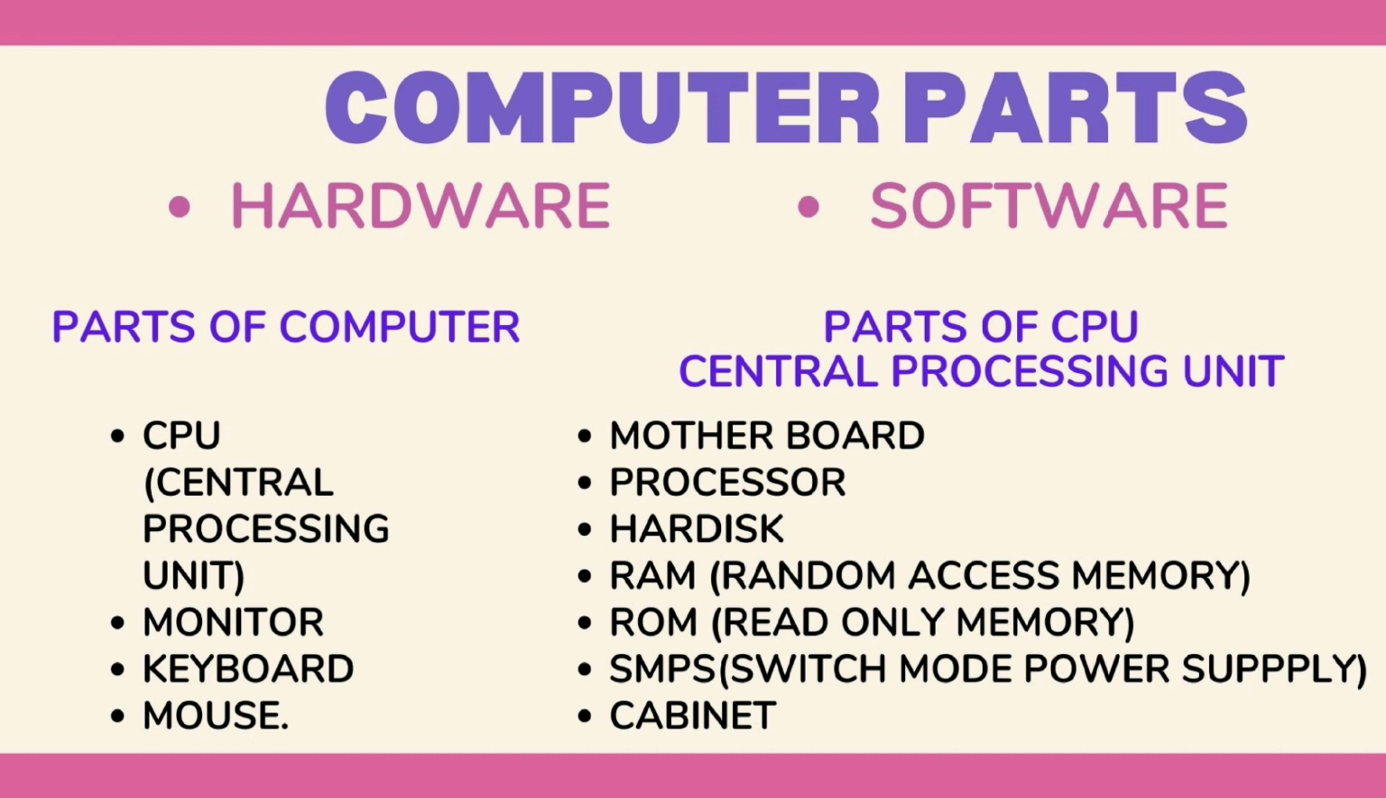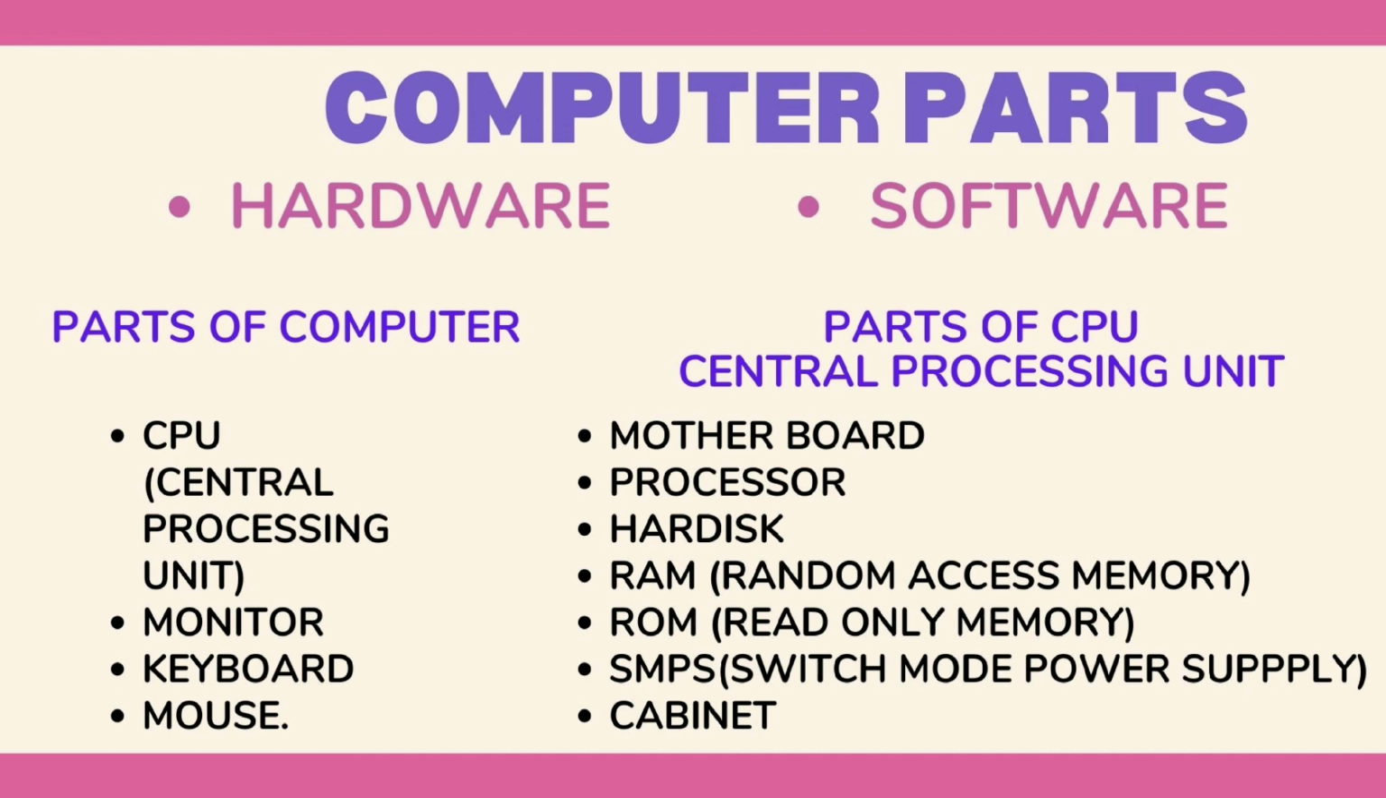Parts of computer: CPU, central processing unit, monitor, keyboard, mouse. Parts of CPU: motherboard, processor, hard disk, RAM, random access memory, ROM, read-only memory, SMPS, switch mode power supply, cabinet.